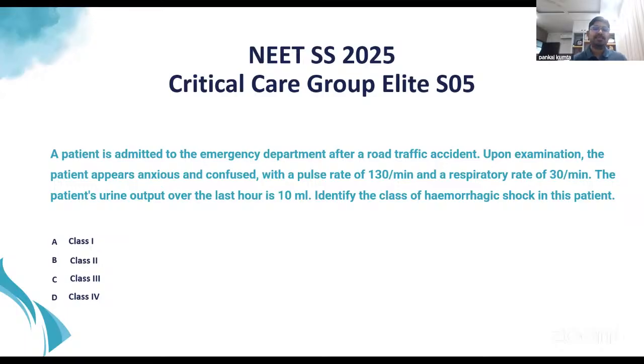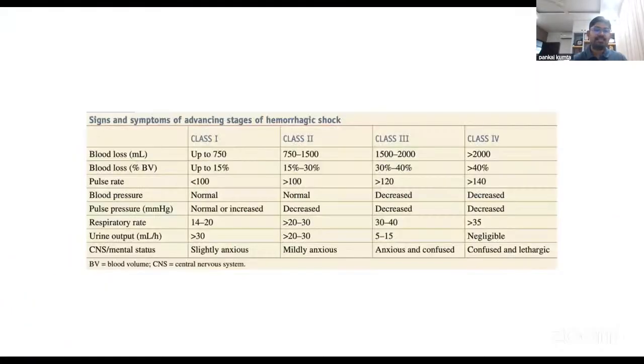So here the patient is admitted to the ED with a road traffic accident. Upon examination, the patient appears anxious, confused, pulse rate is 130 per minute, respiratory rate is 30, and urine output is low. You will have to classify the hemorrhagic shock in this patient. If you look at the criteria, the answer becomes class 3. It's straightforward as per the hemorrhagic shock guidelines, so we'll just run through this.